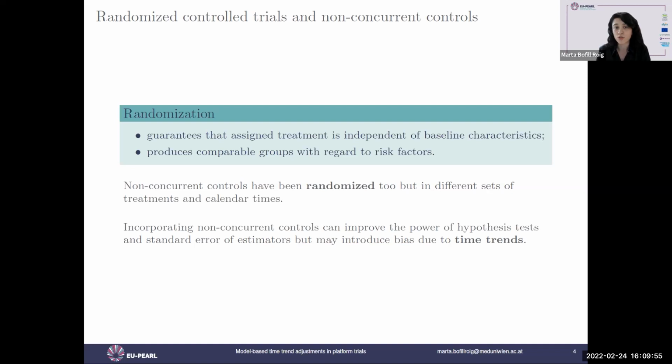In randomized controlled trials, we use randomization to avoid potential biases due to external factors and to come up with comparable groups. Non-concurrent controls have been randomized too, but in different sets of treatments that are changing over time and whose patients were randomized at different calendar times. Incorporating non-concurrent controls can improve the efficiency of the trial, but the lack of true randomization over time might introduce bias due to time trend.